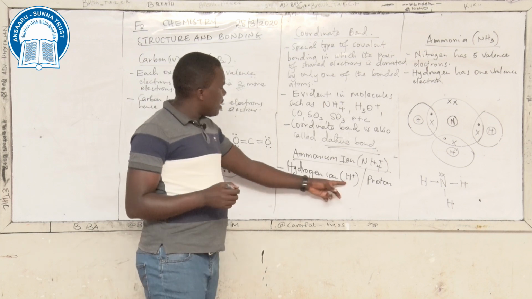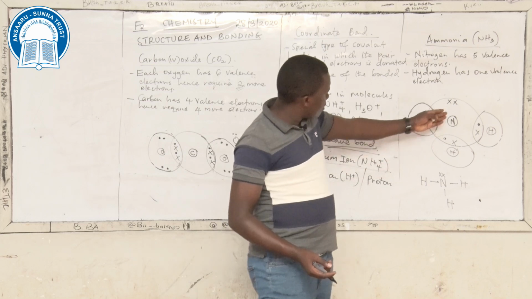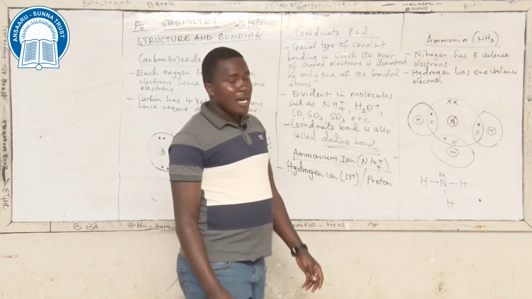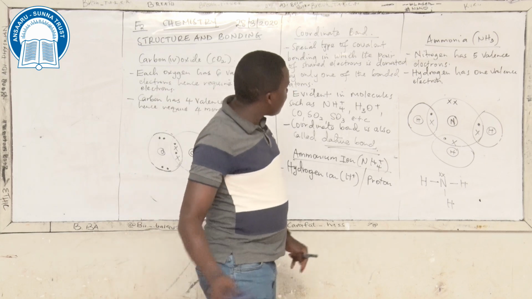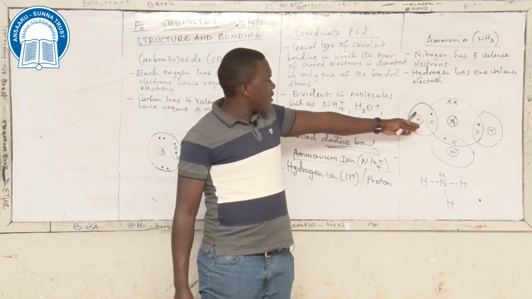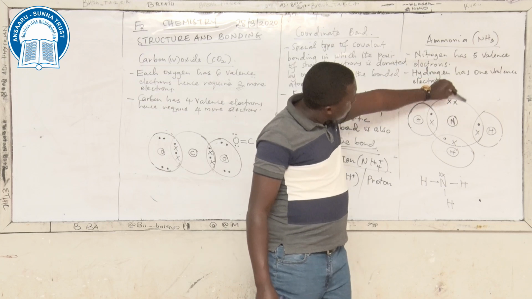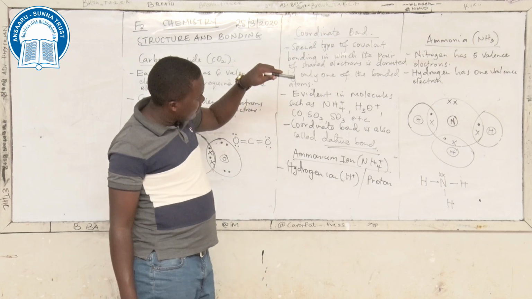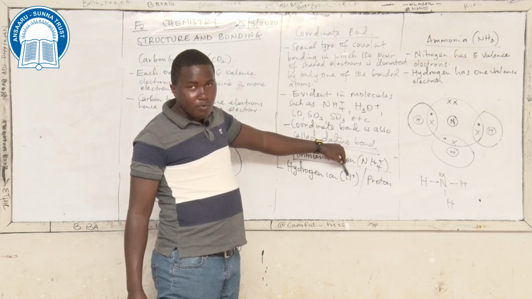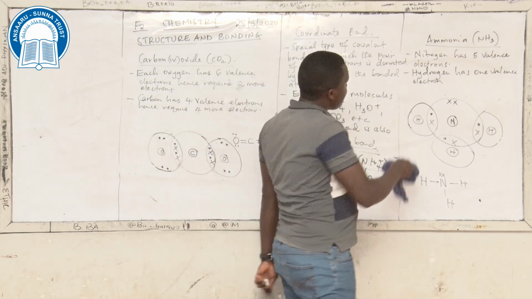So this hydrogen ion is coming to bond to the ammonia molecule, and it does not have any electron, so it has lost its electron, and therefore the ammonium ion is derived from this. You can see this nitrogen has got a lone pair here. So this lone pair is what it will donate to this hydrogen ion to form a coordinate bond or a dative bond.